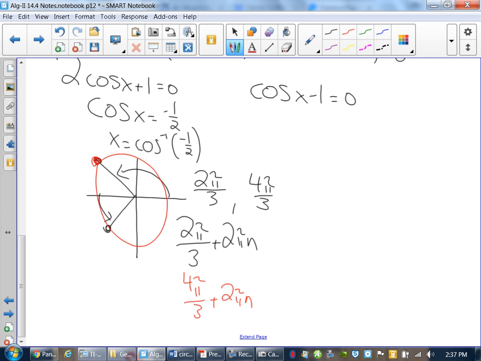Same idea with the cosine x minus 1 equals 0. That one's pretty quick because it's going to be, what angle has a cosine value of 1? Zero. Cosine is 1 at 0. And how long does it take you to get back to 0? So it'll be 0.